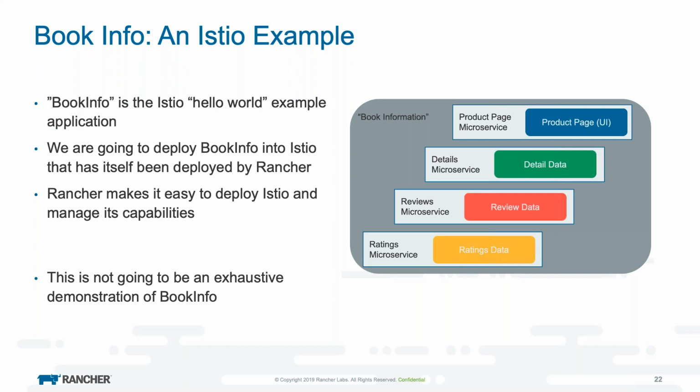One word of caution here is that this is not going to be an exhaustive demonstration of BookInfo. So I'm not going to go through any of the advanced concepts in BookInfo because there are a lot of different steps in the Istio documentation on how to set this up and use different pieces of Istio functionality. But really what this is helping us understand is how Rancher implements Istio and how Rancher can help manage the Istio service mesh. So we're really only going to go through a couple of examples here. So it's not going to be an exhaustive demonstration.